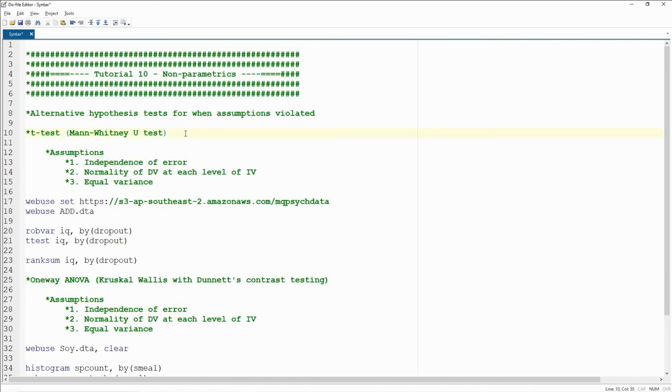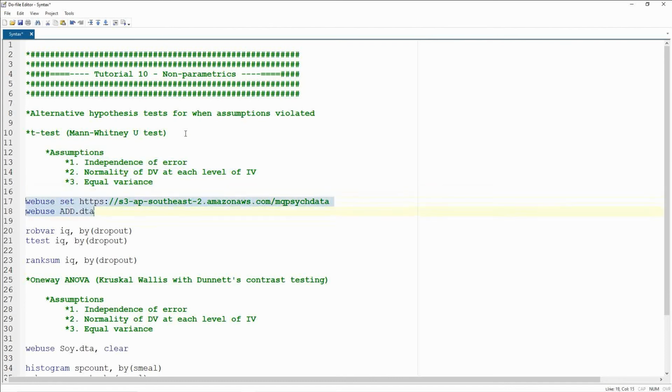So how do you know whether or not to use nonparametrics versus parametrics? The answer to that is whether or not you violated your assumptions. If you have violated your assumptions, then really what you should be doing is using nonparametric analyses.